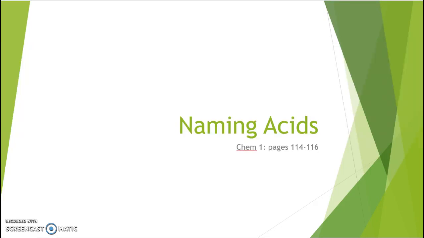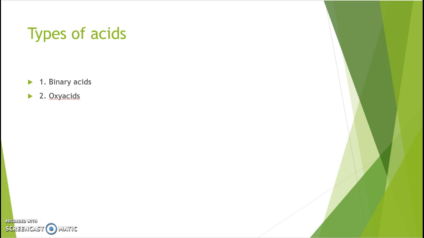So today we're going to talk about naming acids, and this is covered in your book on pages 114 to 116. There are two types of acids: binary acids and oxyacids. Just based on the words themselves, you should be able to figure out that binary means two, so there's going to be two parts to that acid. Oxyacids have the word oxy, so they're going to have oxygen in them. And that really is the distinguishing characteristic between the two.